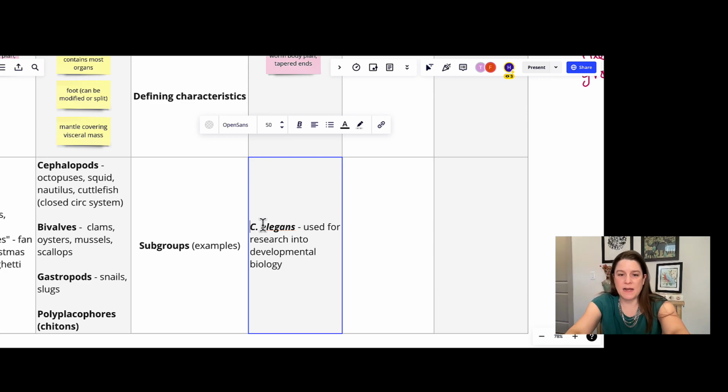So it's a free-living flatworm. It's a microscopic one. Not flatworm, excuse me. Free-living nematode. Meaning it's not parasitic, right? And there's lots of other groups of free-living nematodes as well. This is just an example.